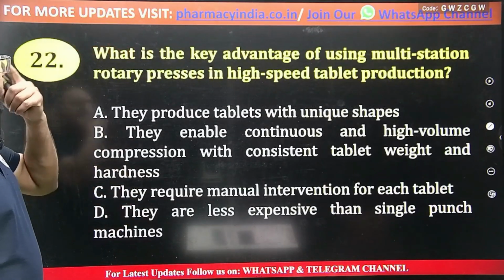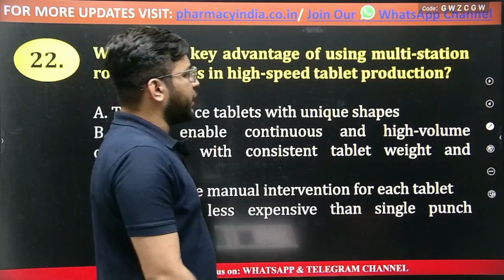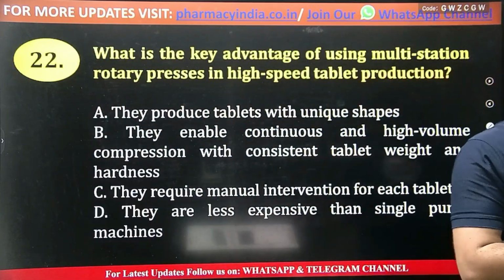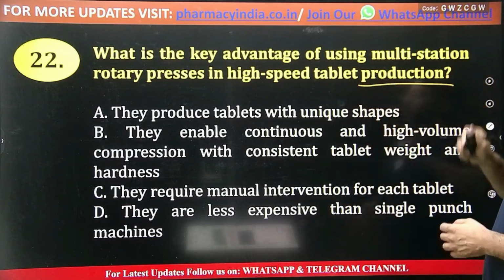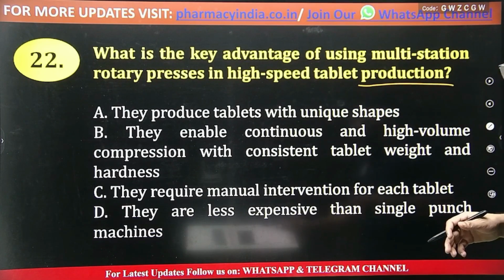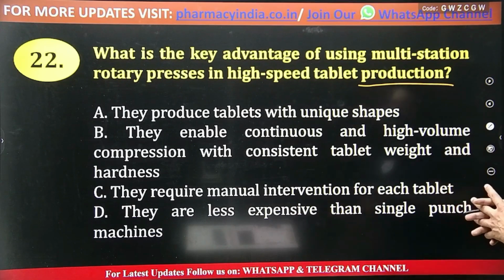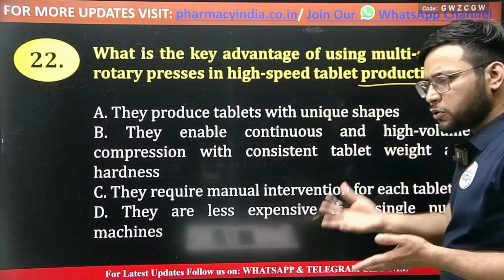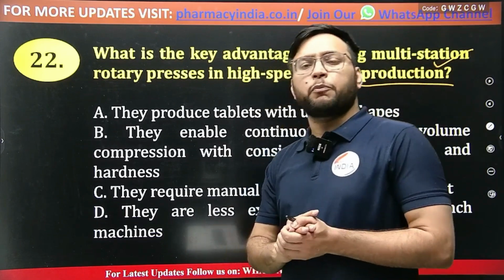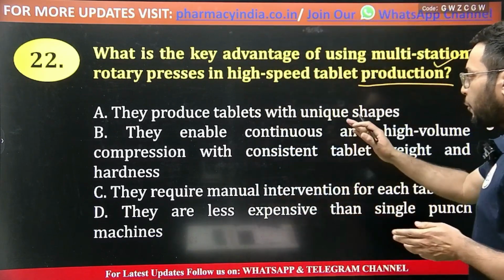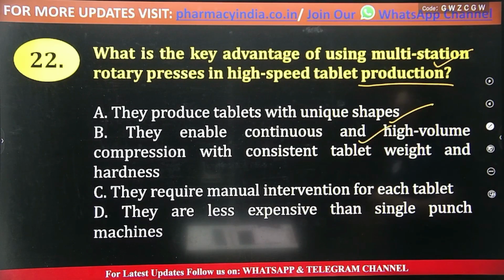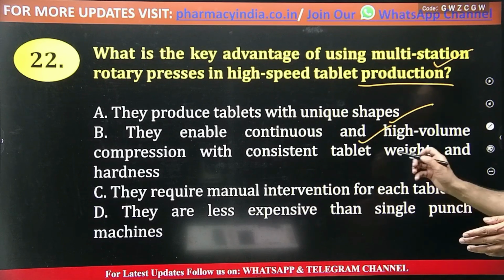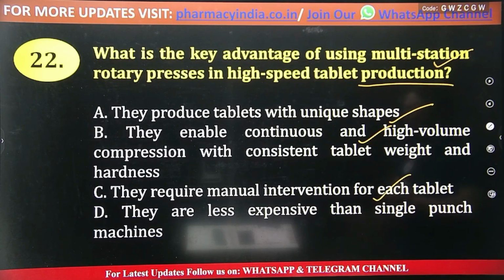Now, moving on to the next question, what is the key advantage of using a multi-station rotary press in high speed tablet production? Means what is the key advantage? In this point, the advantage of multi-station is asked. It is also a kind of machine which we are using for tablet production. So do they produce tablets with unique shapes, or do they enable continuous and high volume compression with consistent tablet weight and hardness, or do they require manual intervention for each tablet, or are they less expensive than single punch machines?